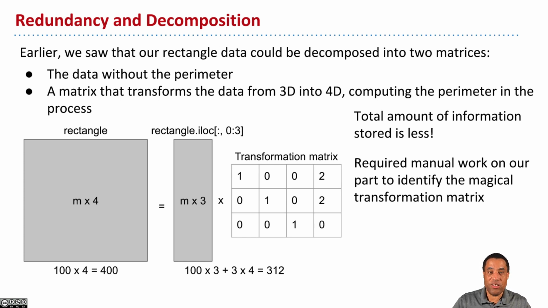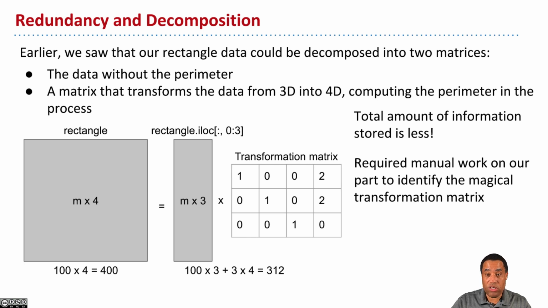So there's a couple of things here, right? One, which is kind of cool, is that this is a form of lossless compression. So the total amount of information we need to store is smaller, right? So the original rectangular data set, we stored 100 by 4 values, so 400 values. In our decomposed set of 2 matrices, we have our 100 by 3 matrix, so that's 300 values, and then we have our transformation matrix, which is 3 by 4 or an additional 12. So we only have to store 312 values instead of 400 values. So we've sort of compressed our data a little bit.